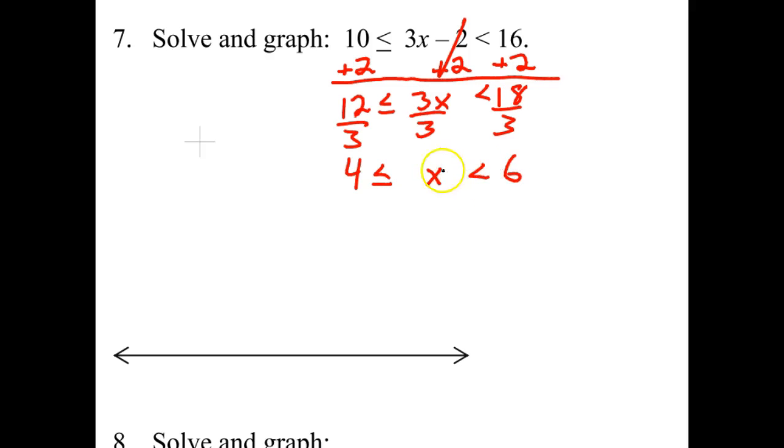So we want all the numbers between 4 and 6. So we have a closed circle for 4, because this is an equal to, and an open circle for 6. And again, I'm just picking arbitrary places to put these. And you don't really need to put 3, 4, 5, 6, and 7, just like that. And of course, since this is an in-between statement, the graph just connects everything in between those 2 numbers.